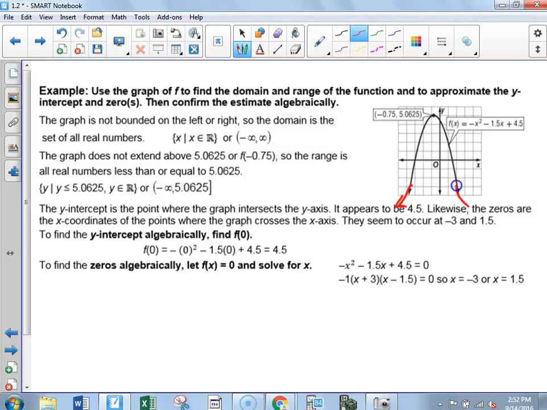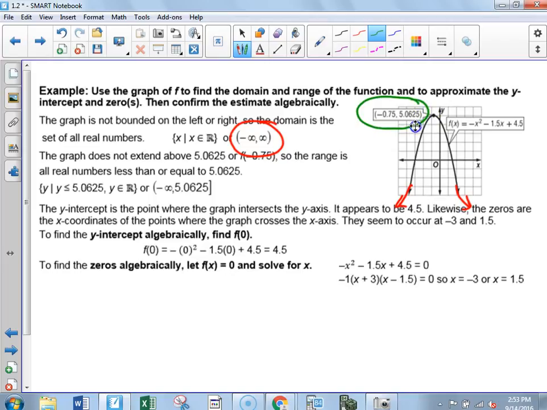I'm kind of extending those in a funky way, but you get that it gets wider and wider. So all real numbers left to right. Is it all real numbers for the range? If we start at the bottom, there was arrows going down, but it maxes out at this point up here. They gave us this point.